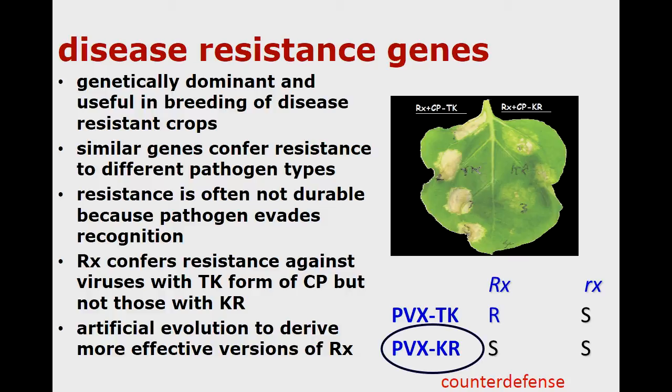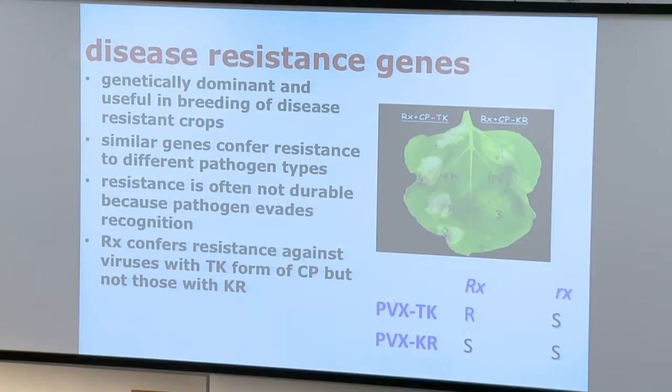And it confers resistance against viruses in a strain-specific manner. So viruses with a coat protein with a threonine and a lysine residue are resisted by plants that carry this gene Rx that I'm talking about. And plants with other coat proteins, ones with a lysine and an arginine at these 2 positions, can overcome the resistance conferred by this gene.